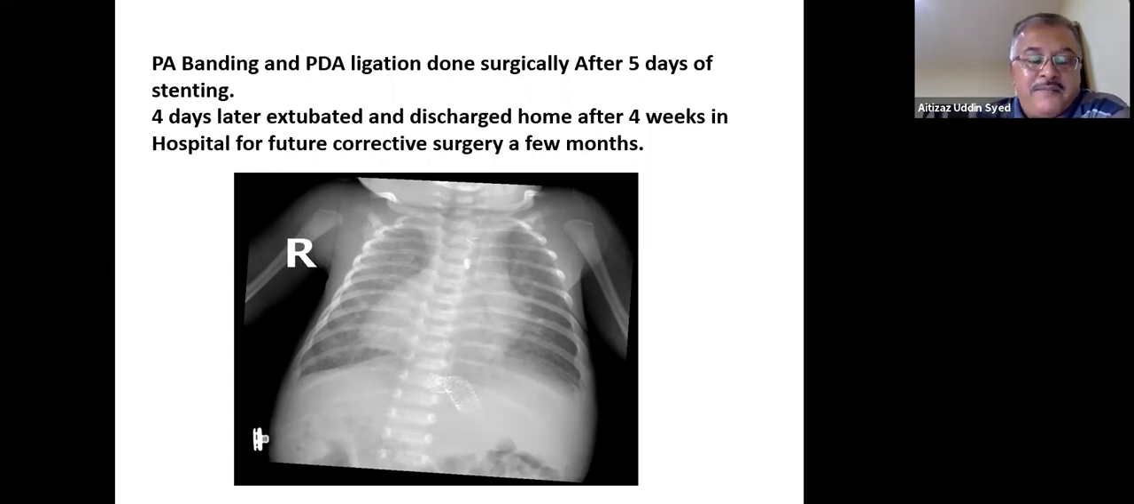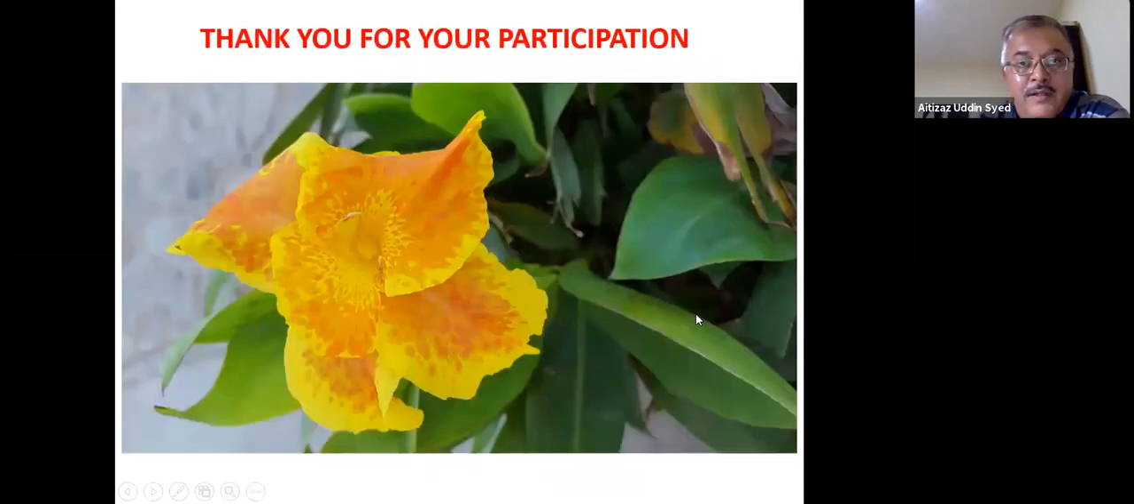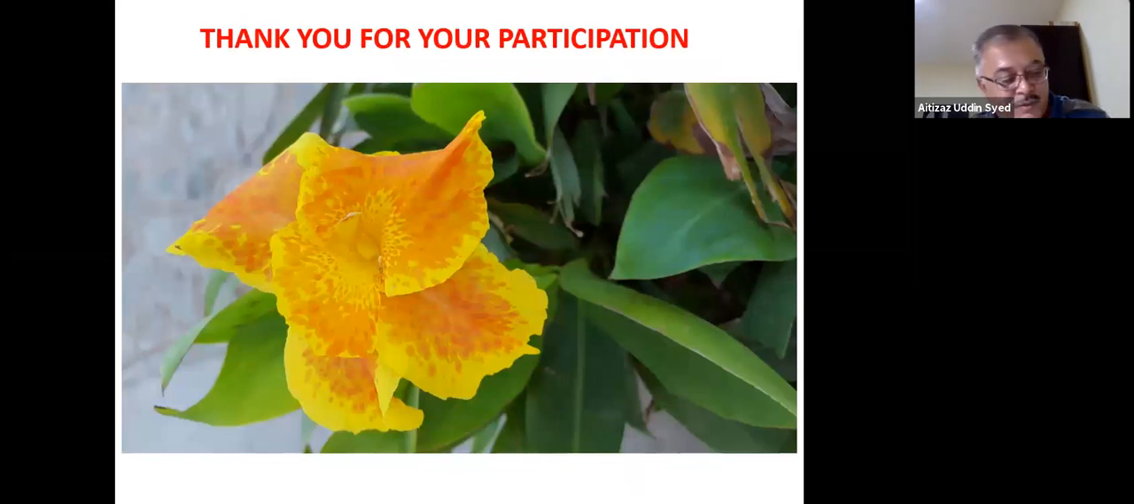Then he was extubated, and he spent a few days in the hospital because he needed some non-invasive ventilation, CPAP and feeding. And we discharged him to be corrected a few months later as an elective procedure. Thank you very much for your attention. If any questions, you are welcome.